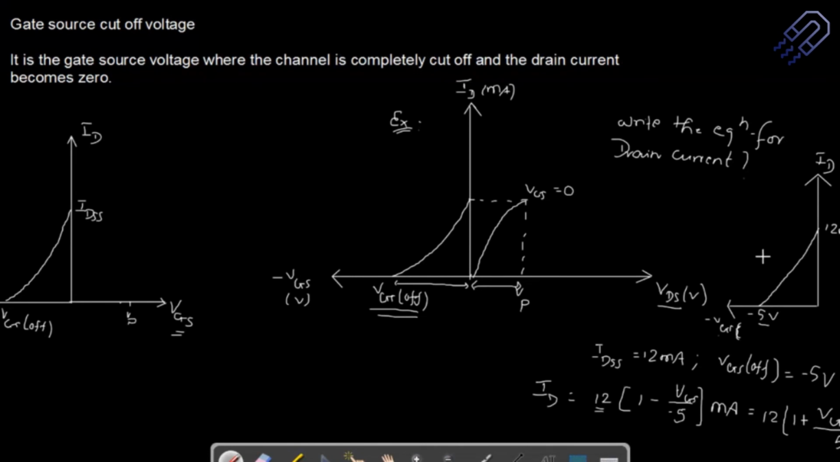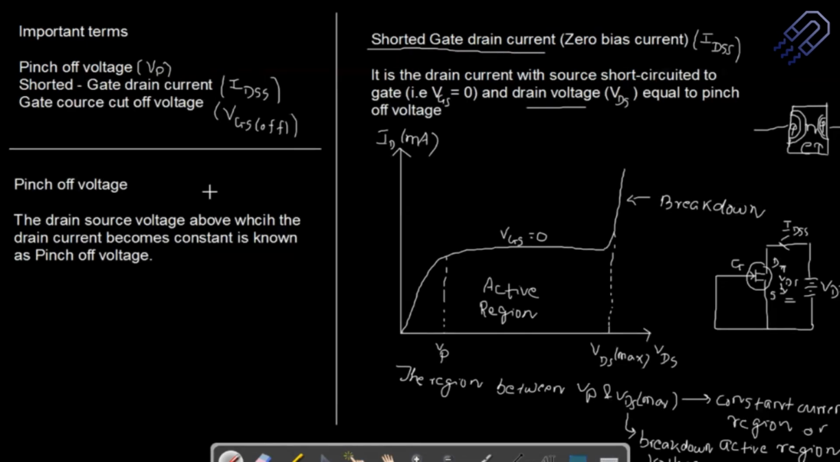Sometimes you might be given this figure and then you are going to write down the values. So please understand the difference between these three. We have the pinch-off voltage, and then we have the shorted gate-drain circuit. As soon as the term shorted comes in, that means at the input you are not going to apply any kind of voltage. At the output you will have some voltage, and based on that you are going to get the drain current. That drain current is going to be here. So this is the constant current region.